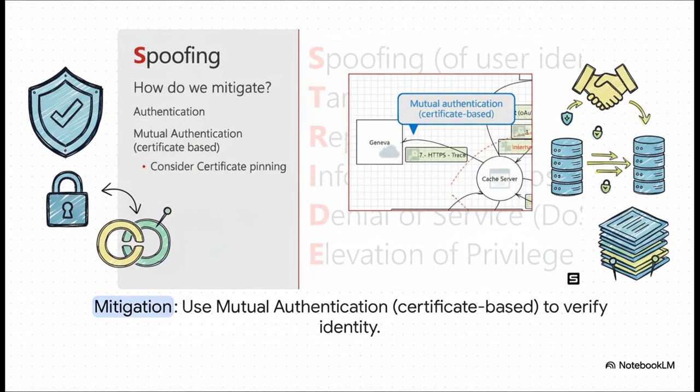So how do we stop an imposter? The exam critical answer here is authentication. And for server-to-server communication like this, the gold standard is something called mutual authentication. Think of it like a secret handshake where both sides have to prove who they are. Our server shows its ID, and Geneva has to show its ID right back. They both verify each other before any real data is exchanged. Things like certificate pinning add even another layer on top of that.